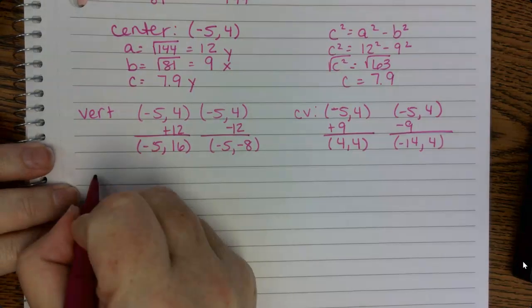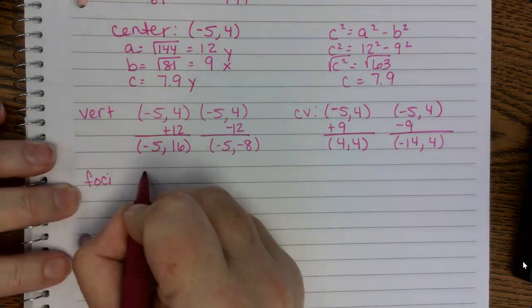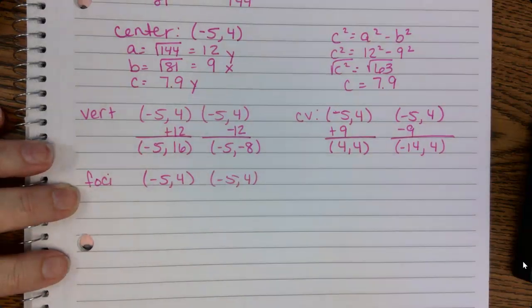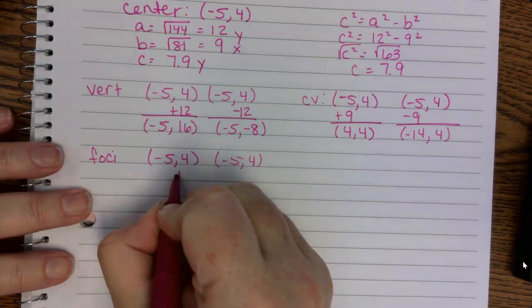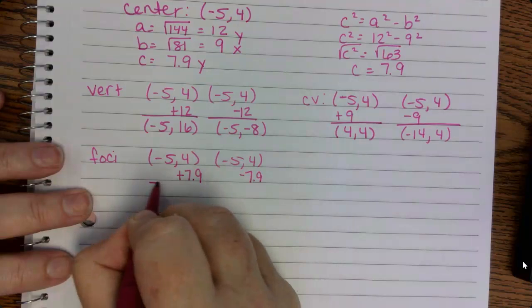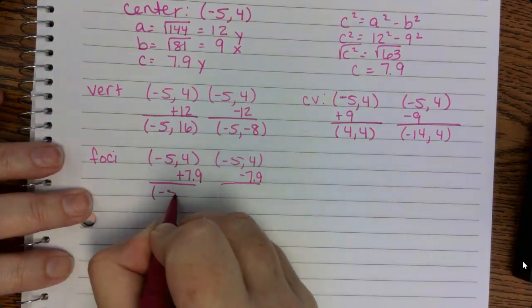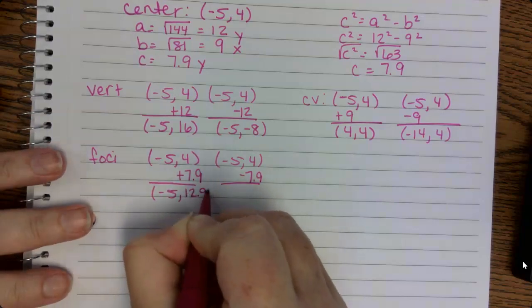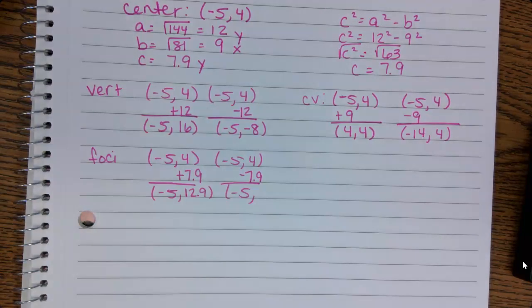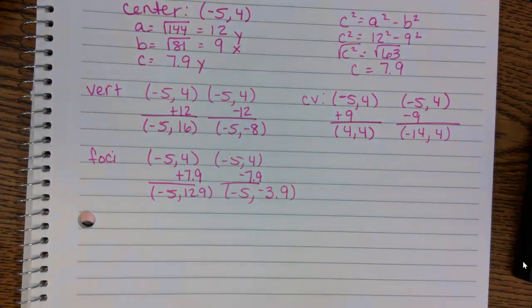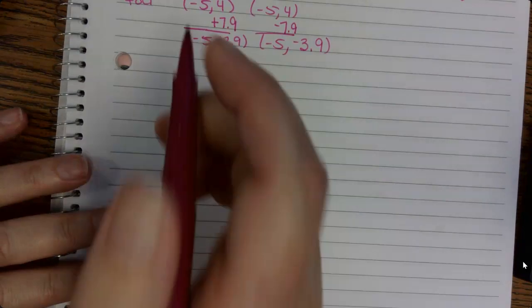Okay. And then your foci. Go back to your center. We're going to add 7.9 and subtract 7.9 from our y. So that's what, 7, 8, 9, 10, 11, 12.9, and (-5, 4 minus 7.9), which is (-5, -3.9).